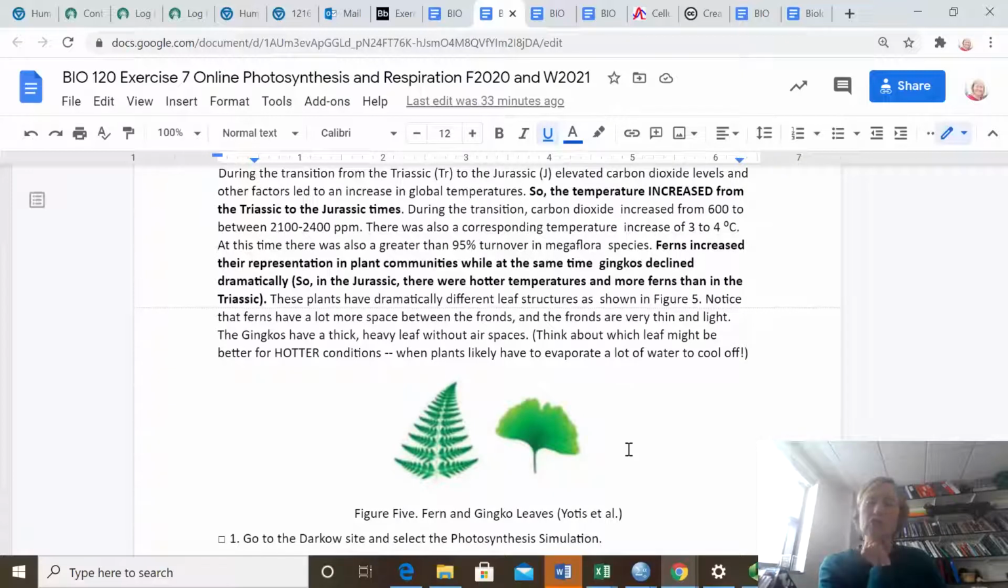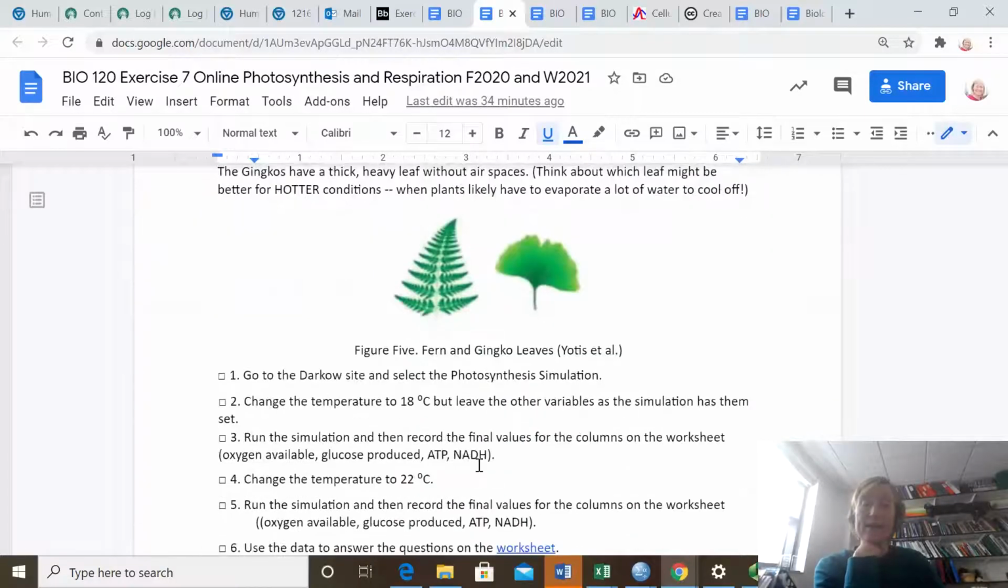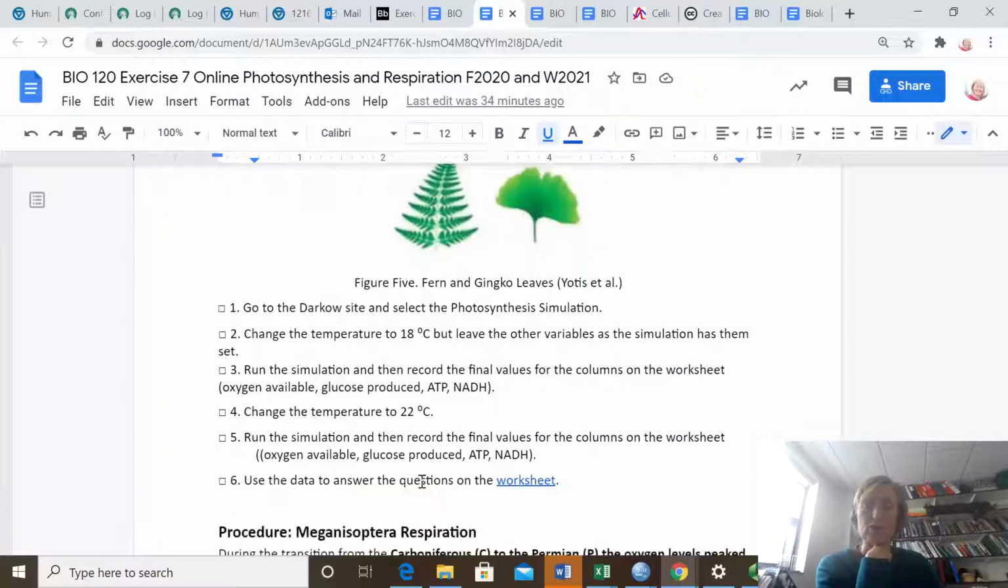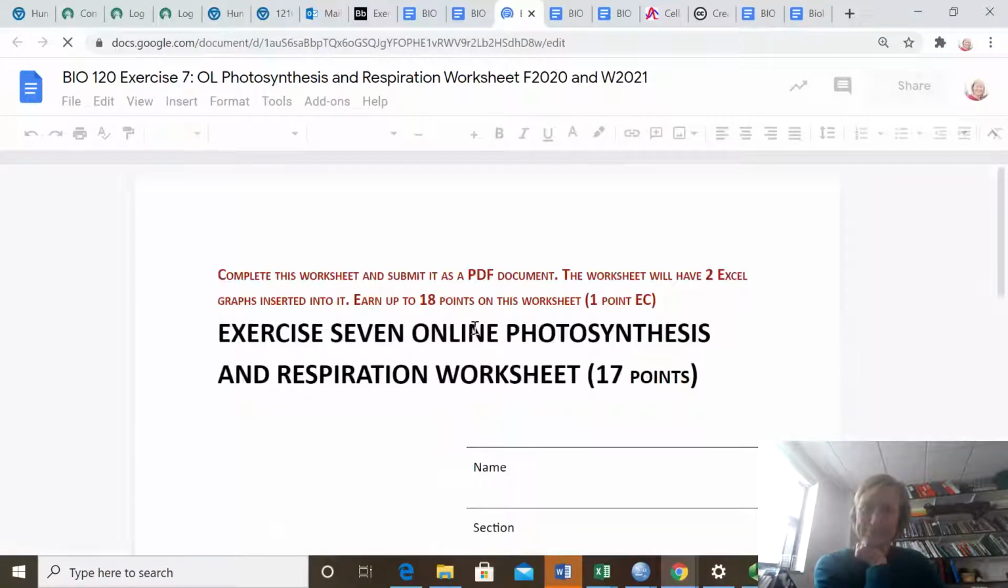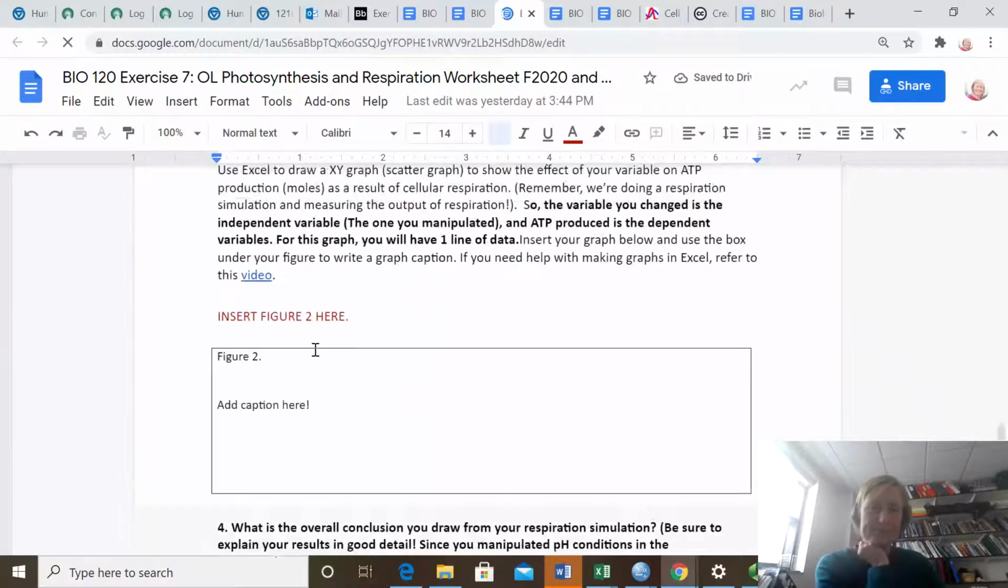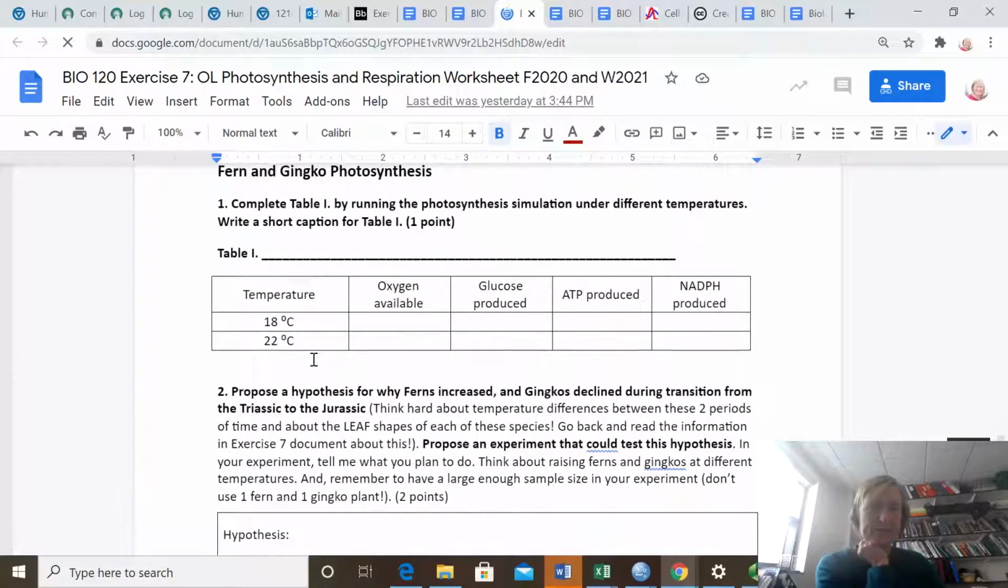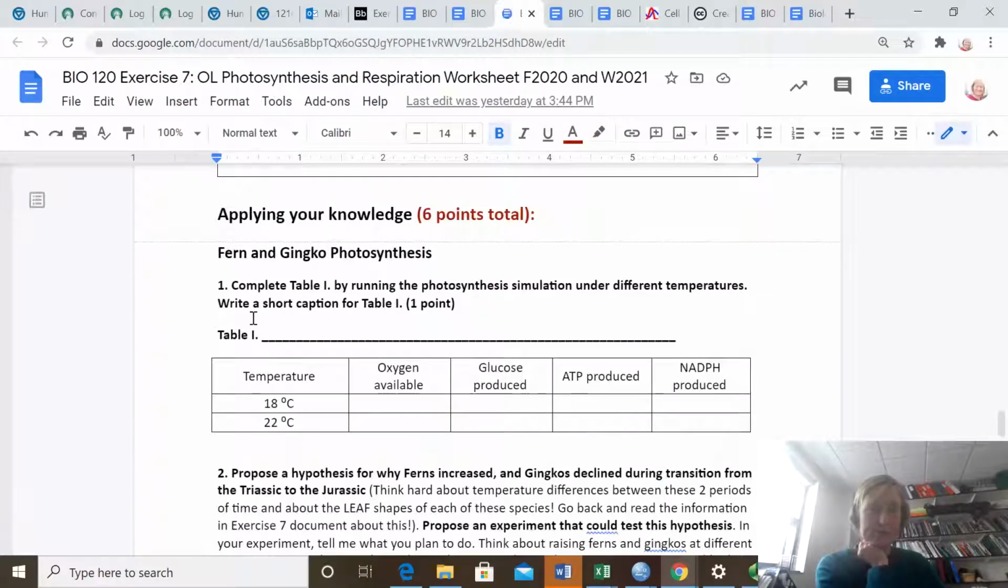I want you to think about the shapes of the leaves and what a fern leaf feels like. A ginkgo is a very thick, solid leaf. It's all one unit. There are no little gaps or air holes in it, like with a fern, right? And now you have to change the temperature under the photosynthesis simulation again and record the results of the temperature change. So you're going to go to your worksheet and your simulation. I'm going to scroll way down to where we are. Yes, here we are. The ginkgo and the fern photosynthesis experiment.